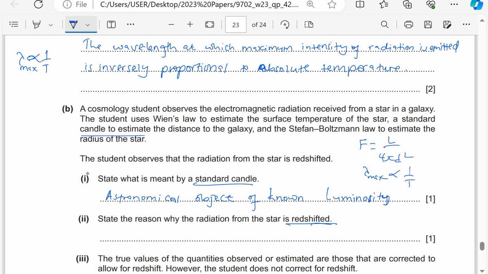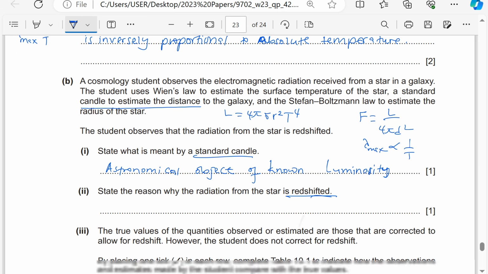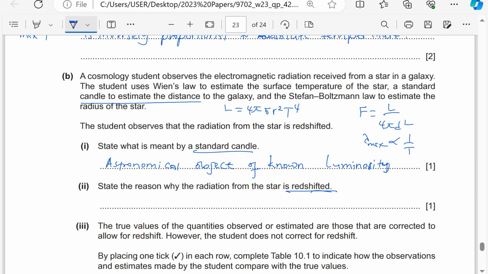So standard candle to estimate the distance, and Stefan-Boltzmann's law to estimate the radius of the star. Stefan-Boltzmann's law, L is going to be 4 pi sigma r squared T power 4. That is Stefan-Boltzmann's law. So state the reason why the radiation from the star is redshifted.